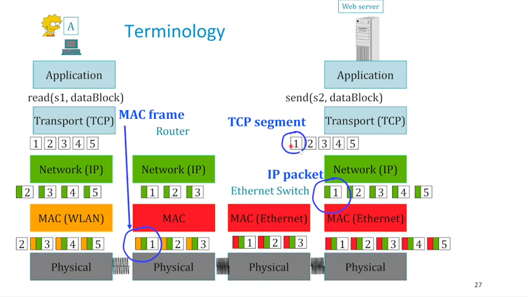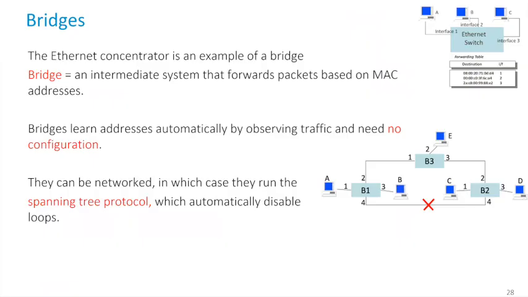In terms of terminology, we have packets everywhere. The packets created by the transport layer are called segments, if it's TCP, packets at the network layer, and frame at the MAC layer, but not always. Sometimes people use the word packets also everywhere.